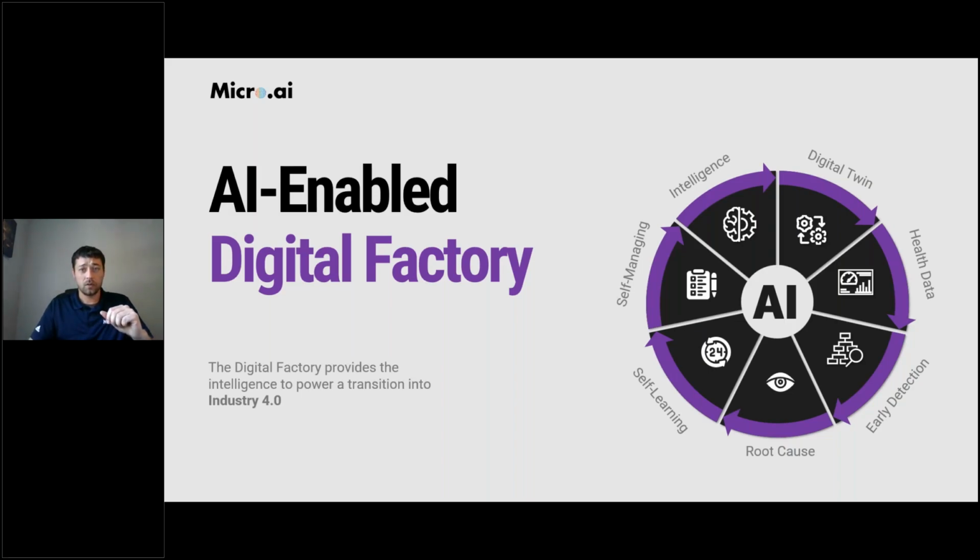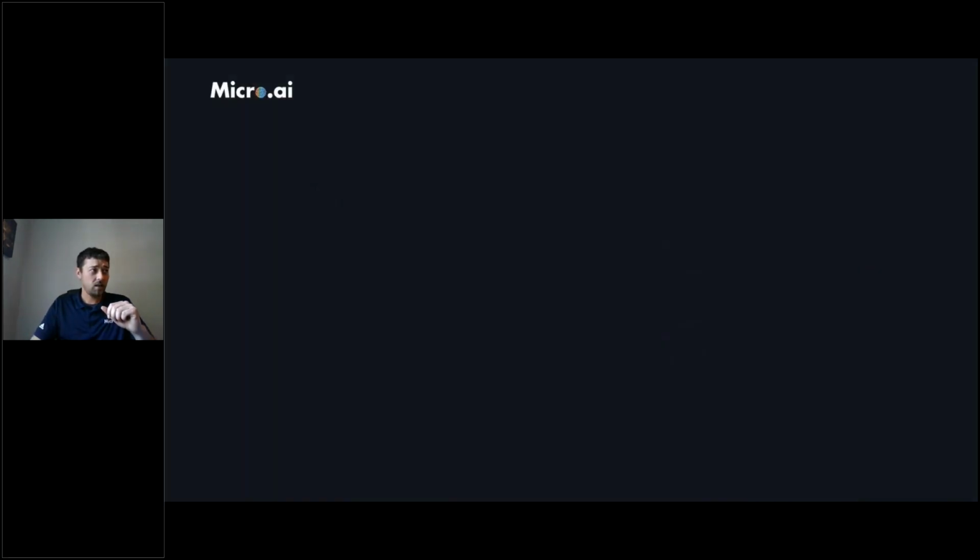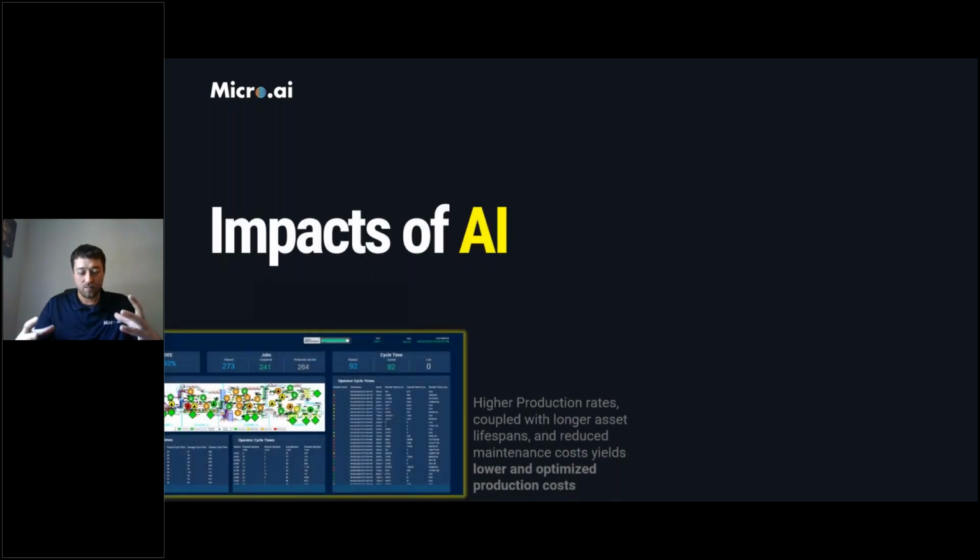All right, go on to the impacts of AI. So what are the impacts? I know I just talked a lot about everything that the AI can help the manufacturing process do. The impacts of that are going to be great. So such as causality identification.